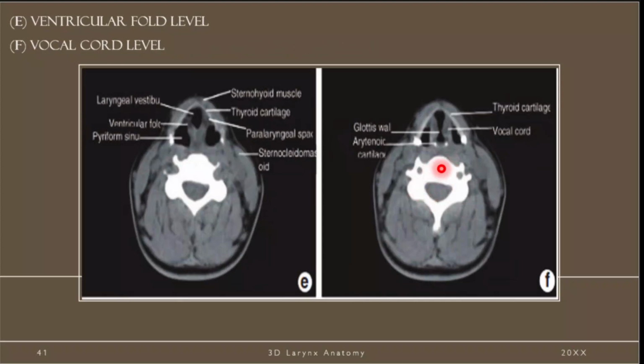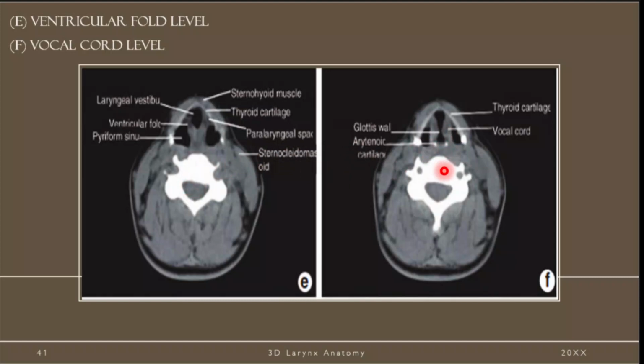And you should, after identifying the hyoid bone, look for two bright spots here. Those are the arytenoid cartilages. If you find those two spots, just immediately in front of them you have the true vocal cords. So this is the glottic level. So this is the supraglottic level.